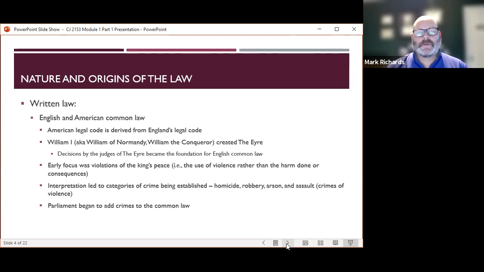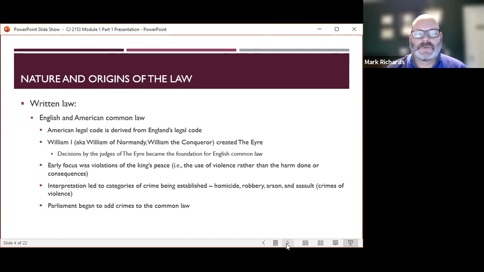Of course, being an English colony, the youthful America adopted what's known as the English common law during its early years. And our code to this day is somewhat derived from England's legal code. Common law began under William I, also known as William of Normandy, William the Conqueror, when he created what's known as the Eyre. The decisions by the judges of the Eyre became the foundation of English common law.